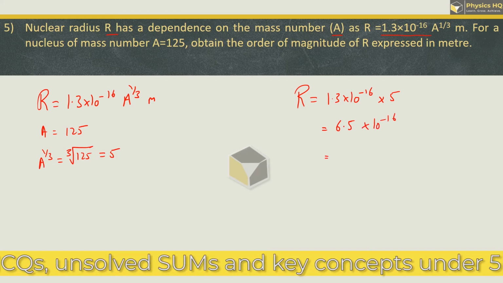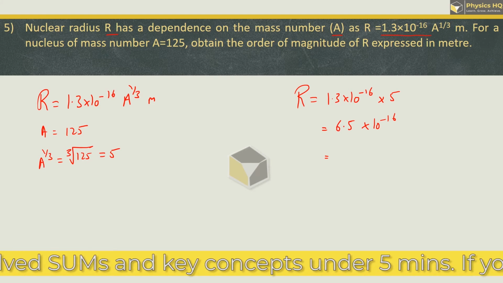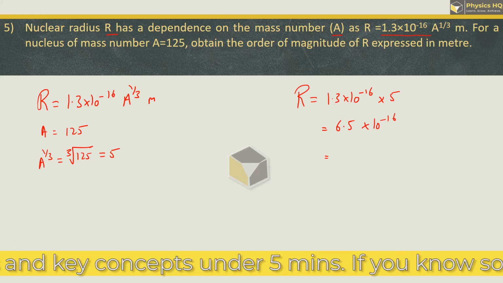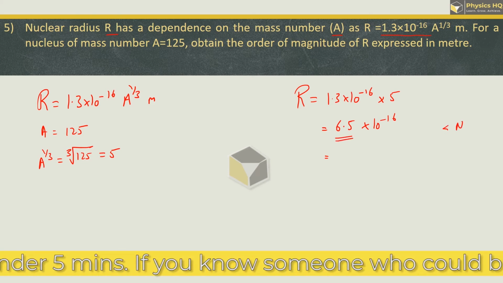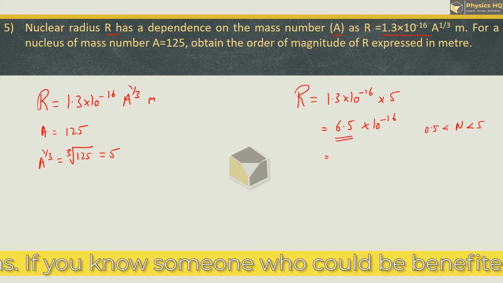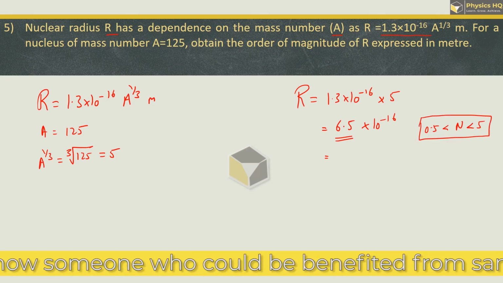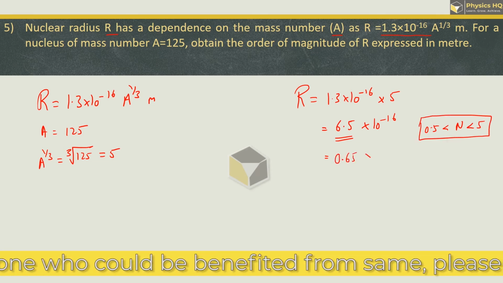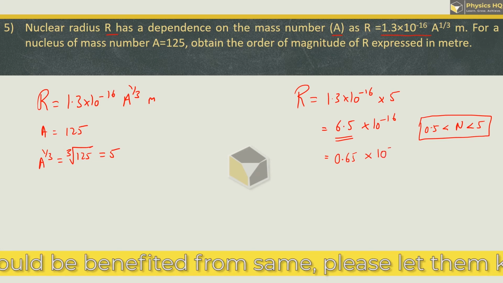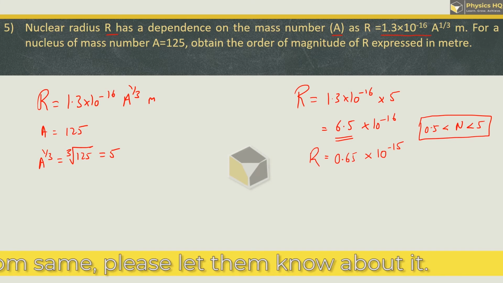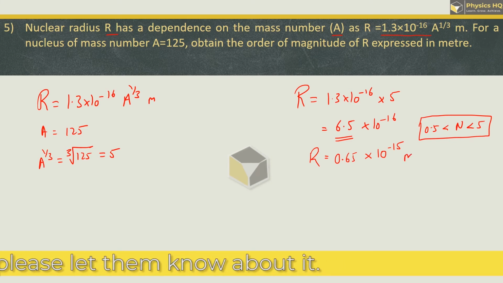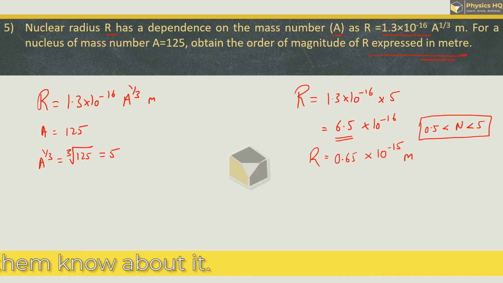Now understand one important part. From the topic of significant figures, while writing the number in the power of 10, always remember that the first part of the number should be in the range of 0.5 to 5 only. So we will do some adjustment. We will move the decimal point towards the left, which means the power will increase and it will become minus 15. So we got the radius as 0.65 × 10 raised to minus 15 meter. This is the radius in meters. The order of magnitude over here is minus 15, so minus 15 is the answer.